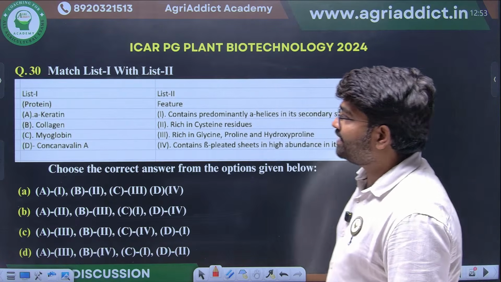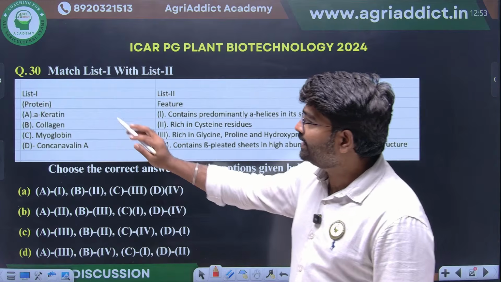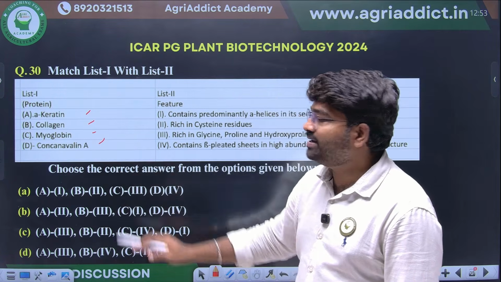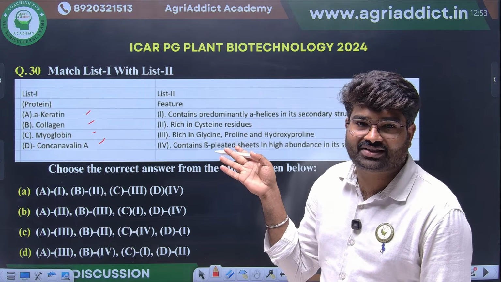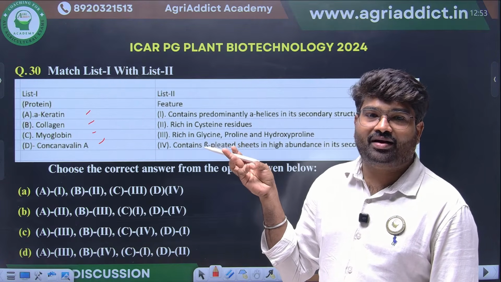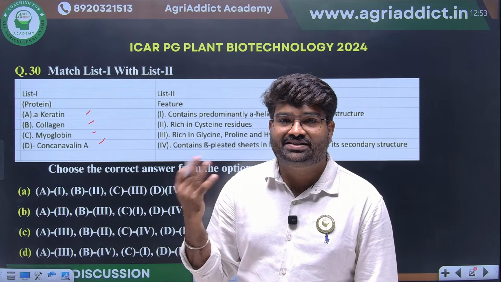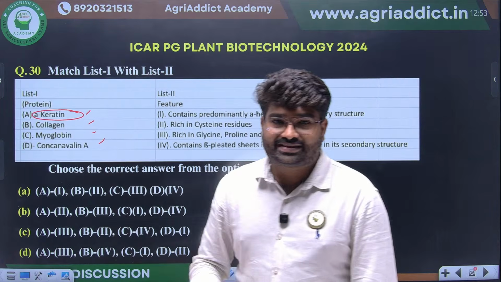Next, another thing, basics. They have focused more on basics also. See here, they have given different molecules like alpha keratin, collagen, myoglobin, and concanavalin. Then what are the predominant secondary structures there? Whether it will have antiparallel beta sheets, alpha helical structures, or it will be predominant in cysteine amino acid, like that.